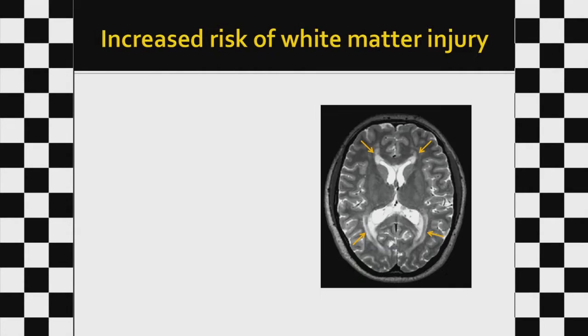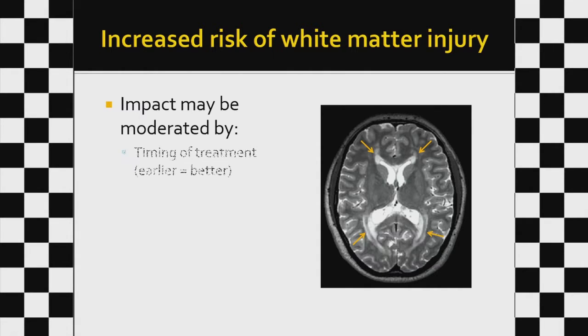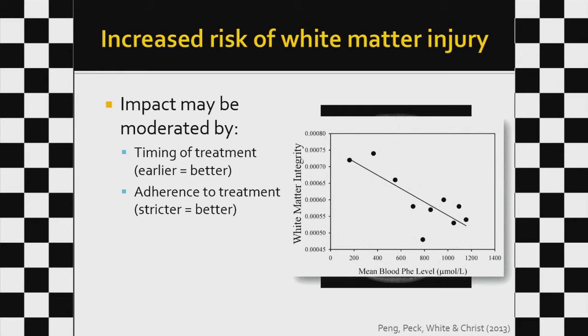Okay. Now, the good news is that we're learning more and more about the different factors that can moderate the extent of this white matter injury. So one that we've known for a while is timing of treatment is better. Early identified and early treated PKU is associated with less white matter damage than untreated PKU. Right? In addition, adherence to treatment is better. And when I say treatment, I'm talking about Phe level in this case.